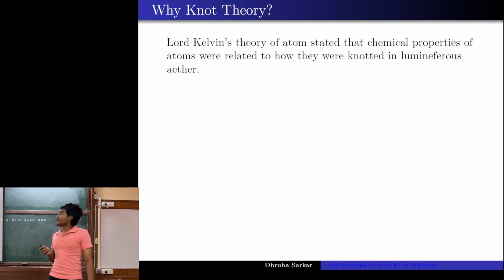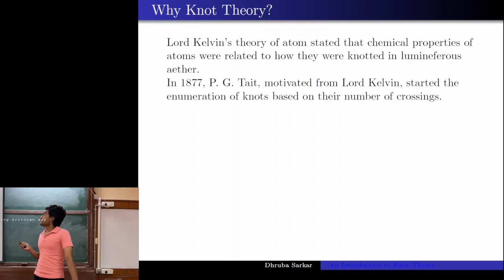During the late 1800s, Lord Kelvin made it the mission of his life to categorize all kinds of atoms in the universe. So what was his idea? His idea was basically that to him, atoms were nothing but knots in luminiferous ether, which now we know doesn't exist. But back then they thought otherwise.